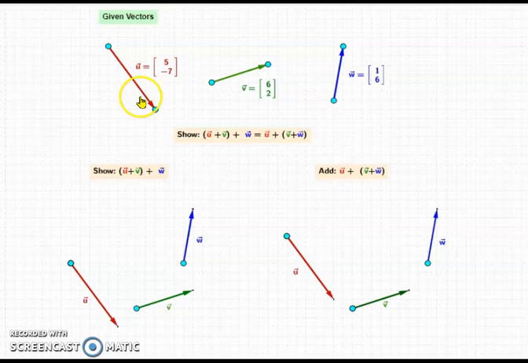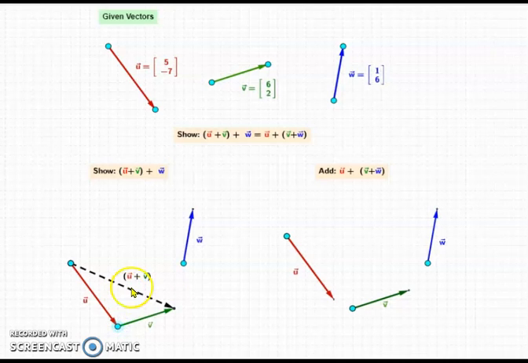Now, this one is associativity of vector addition. Let us consider these three vectors. On this side, we show the quantity u plus v, plus the vector w. So let us first add u and then v. So this is vector u plus vector v. We connect that to vector u. So the result is this vector, the sum of the two vectors, plus vector w.